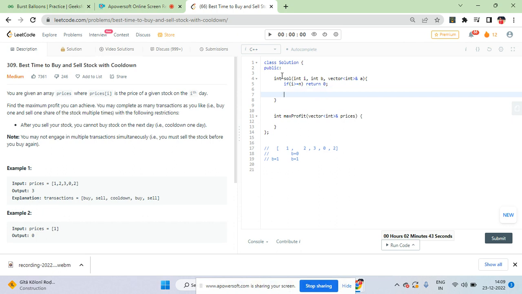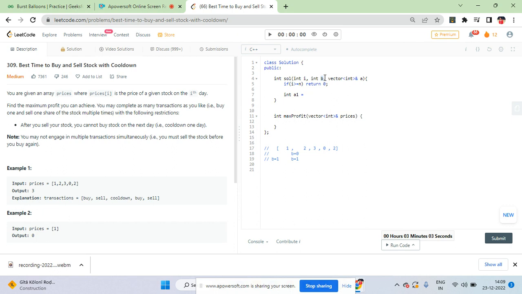No transaction is possible further. But if you are at some index, you have two possible options, like how I showed. If you want to buy, you can buy the stock and move forward. Otherwise, you can just skip this day and move forward without buying or selling, something like that.